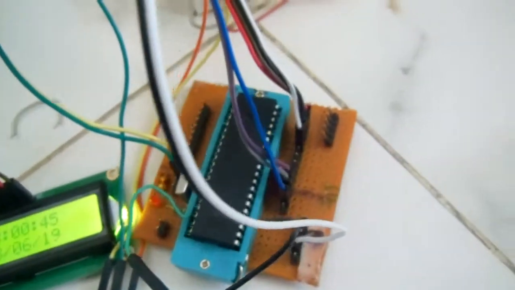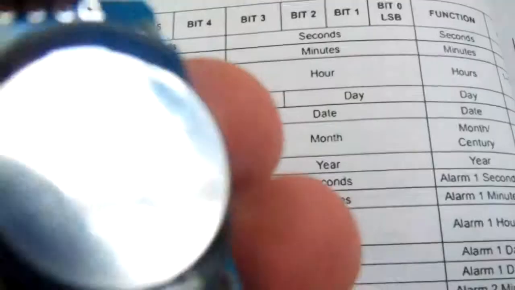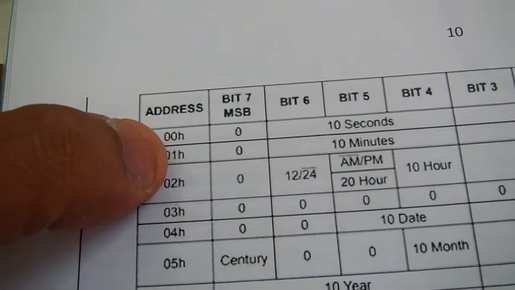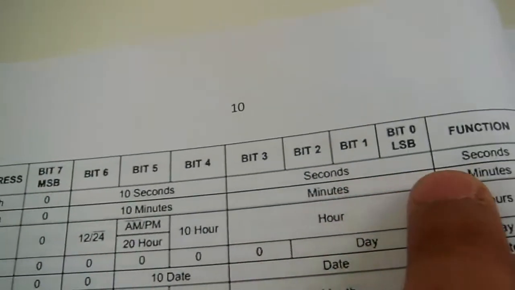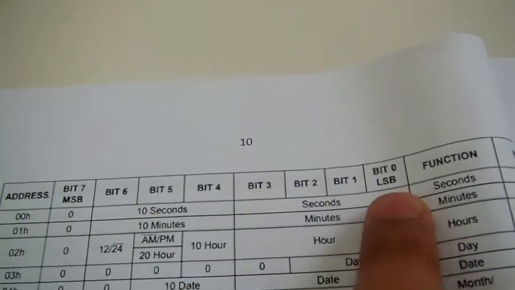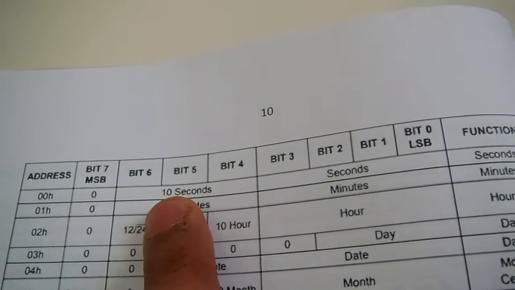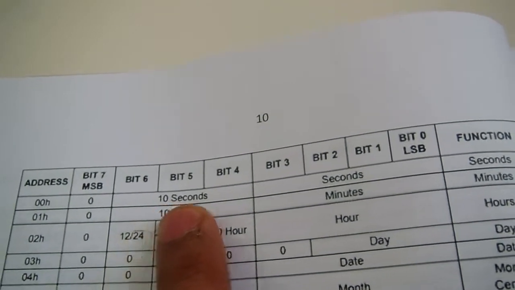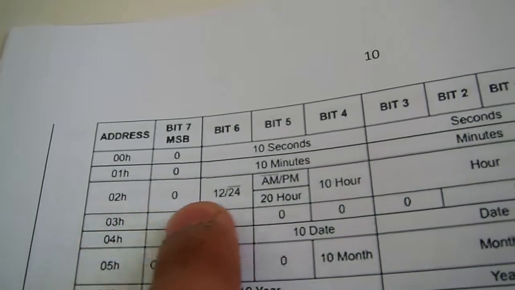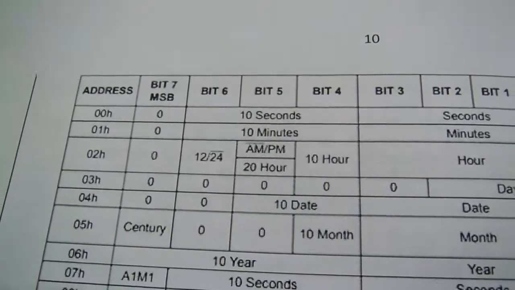So the RTC has different registers. Each register has a different address. For example, address 00 is used to read the seconds from this register. This register has 8 bits, but this data is written in BCD, binary coded decimal. Address 01 is used to read the minutes, and address 02 is used to read the hours. So these are the addresses of the registers of the RTC.